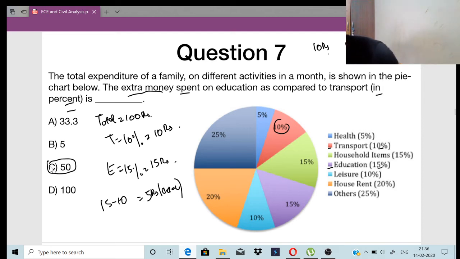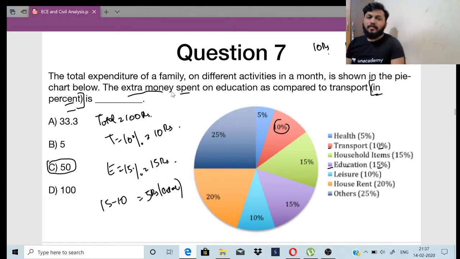Pranav, it is in percentage, Baba. Okay, see here. In percent they have asked. Don't get confused. In rupees it is 5 rupees extra, but in percentage they have asked. Matlab they have not told the total expenditure, so we are assuming it as 100 rupees. They are spending 5 rupees extra on education. That is equivalent to 50% of transport. Matlab 5 rupees is 50% of transport. So it is option C, 50%.